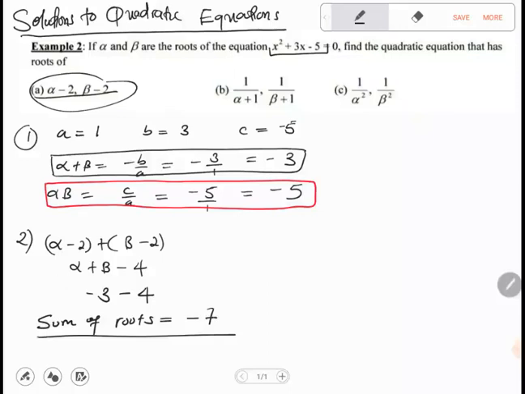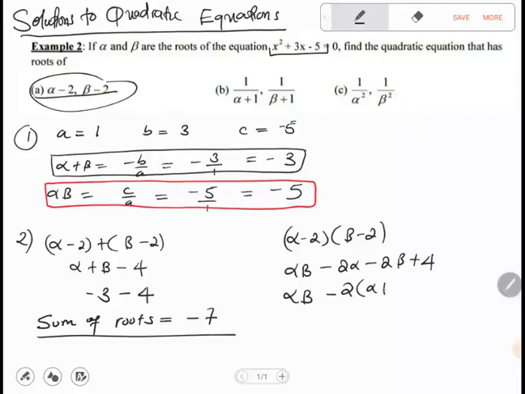On step 2 now we need to find the product of the roots, which is alpha minus 2 and beta minus 2. We multiply them. This will give us alpha beta minus 2 alpha minus 2 beta, and we're getting plus 4. This is alpha beta minus, remember here we can factorize. 2 is common and negative is common. That will give us 2 times alpha plus beta, plus 4, right?